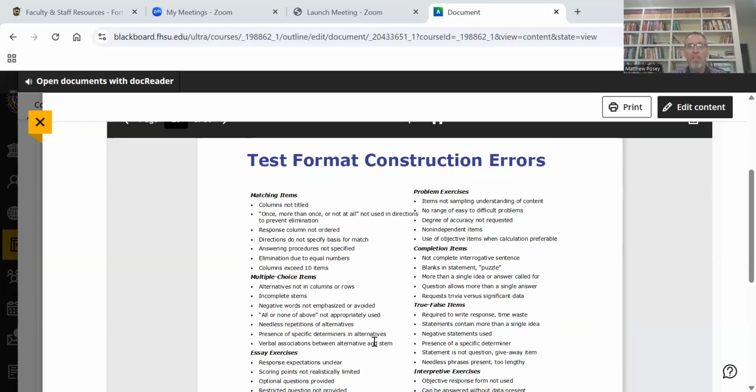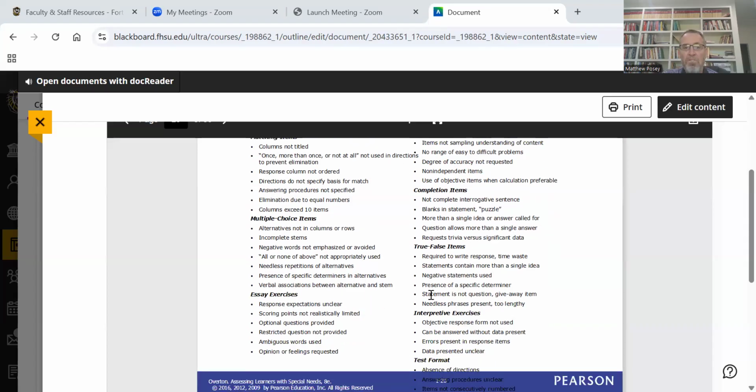Then we look at problem exercises, maybe items not sampling understanding of content, use of objective items when calculating or calculations preferable. Completion items, some errors there that are common are blanks in statement, maybe creating a puzzle, trying to throw the student off. We don't really want to do that. There could be more than a single idea or answer that's called for. Looking at true false, some errors there are required to write responses, time waste, negative statements used, and also statement is not a question, so it's a giveaway item.